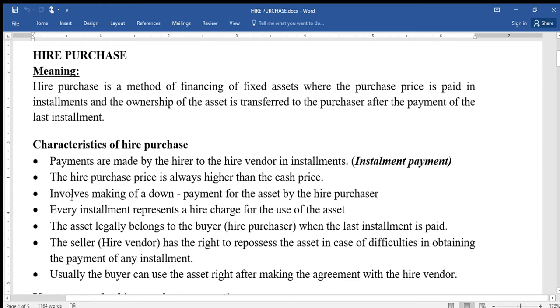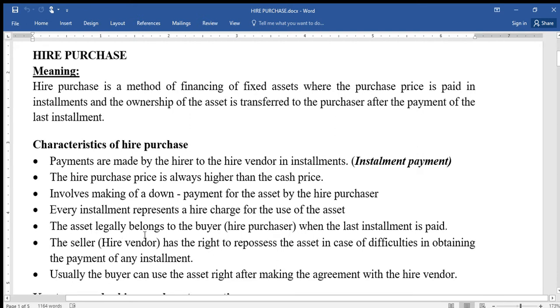It involves making a down payment for the asset by the hire purchaser. A down payment is the first installment made upon purchasing on hire purchase. And every installment represents a higher charge for the use of the asset.